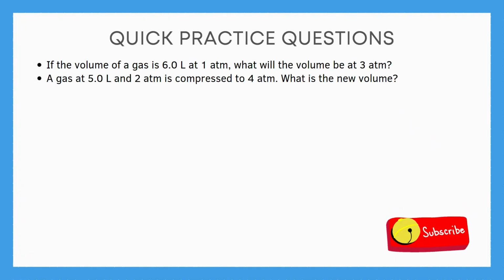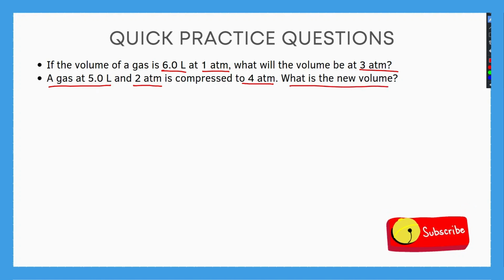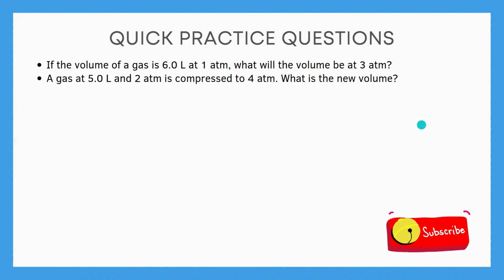But before we end this video, I'd like you to have some practice questions to try out your hands on. So you can drop the answers that you get in the comment section and I'll be waiting to receive them. The first question says, if the volume of a gas is 6.0 liters at 1 atmosphere, what will be the volume at 3 atmospheres? The second question says, a gas at 5.0 liters and 2 atmospheres is compressed to 4 atmospheres. What is the new volume? So I'd be waiting to receive your answers in the comment section. Go ahead and do justice to those questions.